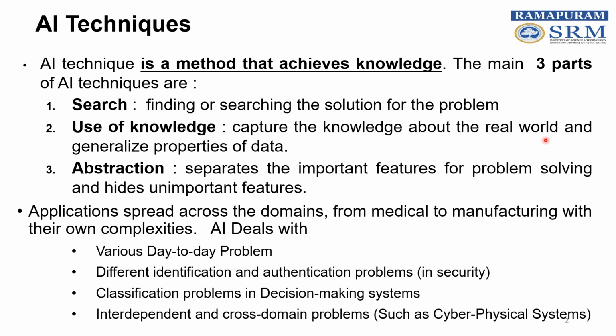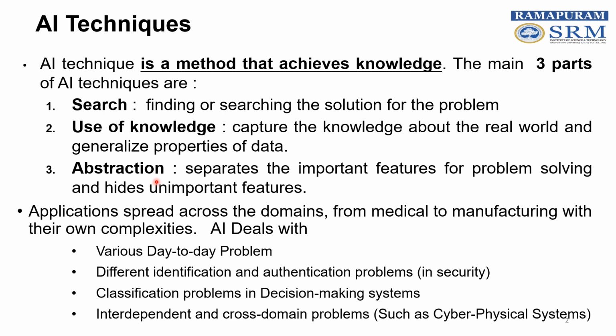From the environment, you should search for the input, collect all the data, and then generalize the properties of the data. So when you develop a knowledge, show the important features alone and hide the unimportant features. That is known as abstraction. So search, use of knowledge, abstraction.